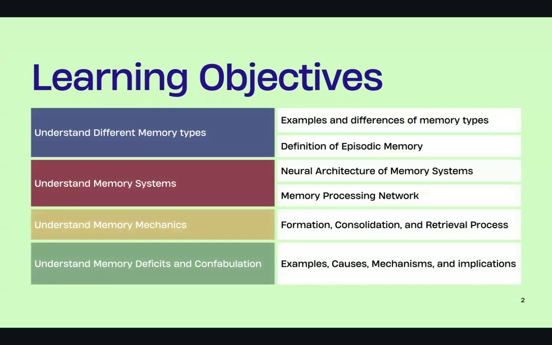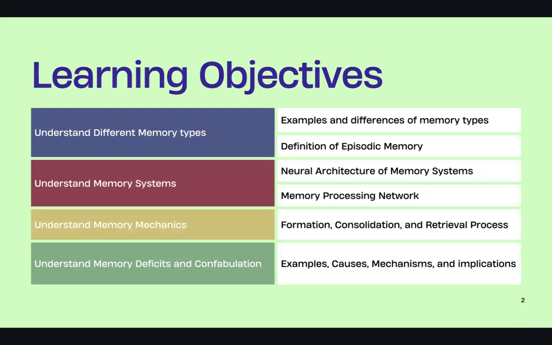I would like us to understand different memory types, the examples and differences of these memory types, the specific definition of episodic memory. I would like us to understand memory systems, the neural architecture of these memory systems, the memory processing network. I'd also like us to understand memory mechanics, formation, consolidation, and retrieval process. And lastly, understand memory deficits, specifically confabulation. I would like us to be able to know causes, examples, mechanisms, and implications for everyday life.